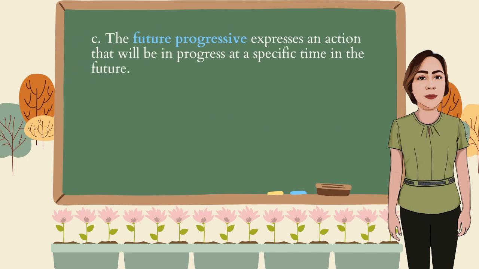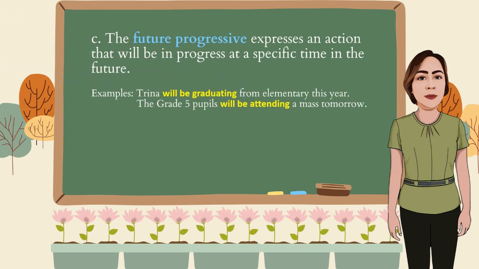Letter C is the future progressive. The future progressive expresses an action that will be in progress at a specific time in the future. Examples: Trina will be graduating from elementary this year. The grade 5 pupils will be attending a mass tomorrow. Remember, use will plus be plus ing form of a verb.